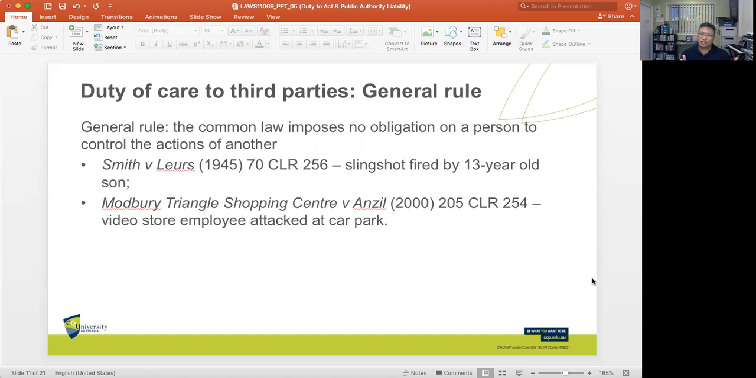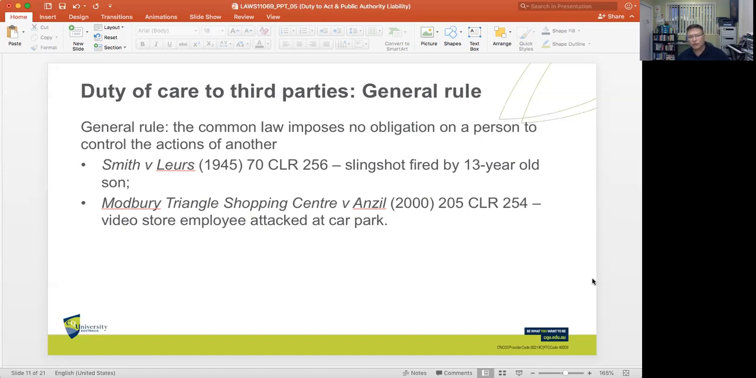Or you can have a situation, as I mentioned, with the prison authority, where inmates fight, and one of the inmates gets bashed and is injured. Does the prison authority have a duty of care to that third party? Because the prison authority did not commit the act injuring the inmate himself.